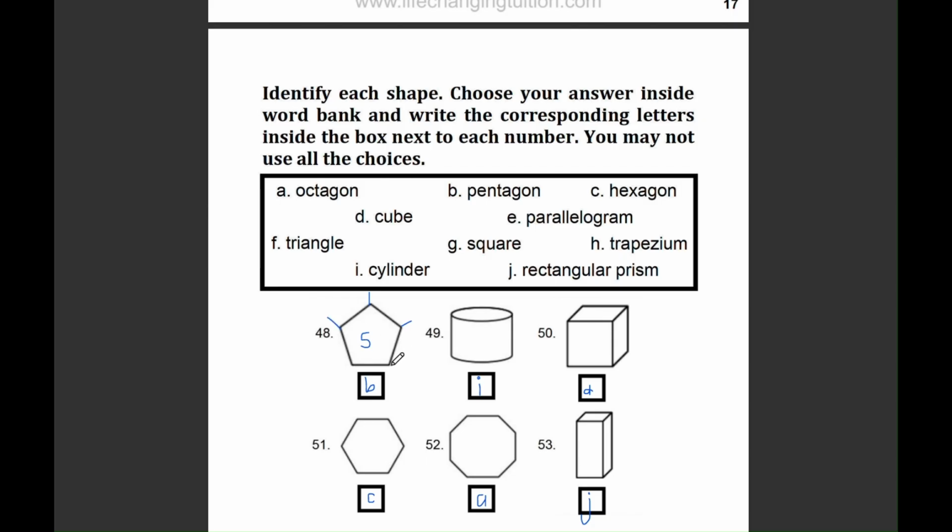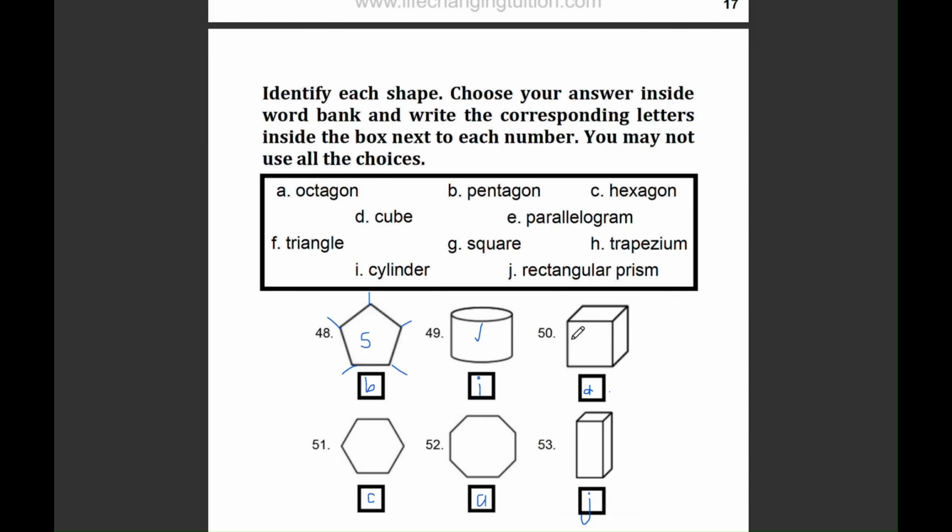Question 50. Identify the solid. Round curved surface, 2 circles. Why not? Prisms or cubes have only flat faces. Answer: I, cylinder. Reason: 2 parallel circular faces and 1 curved surface.